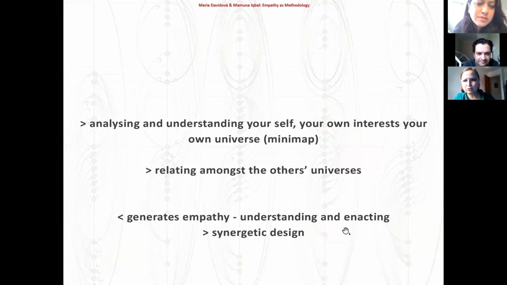So just to conclude, analyzing and understanding yourself, your own interest, your own universe is the minimap, where you need to understand what you want, so as to understand that other people have their own universes as well, which means you have to relate to each other's universes to generate empathy. That is what we call gigamapping. That's the big map across different people. And that generates empathy, understanding, and enacting, which means synergetic design.